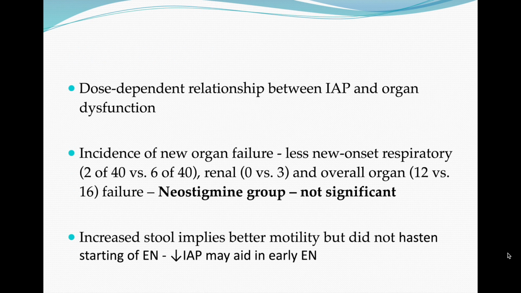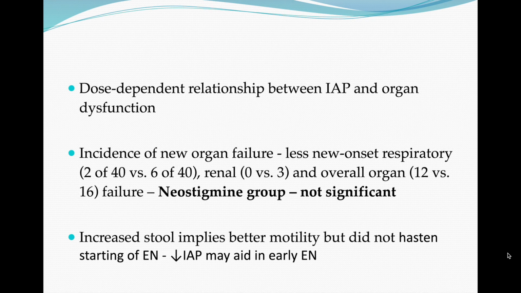There is a dose dependent relationship between the IAP and organ dysfunction: the higher the IAP, the more organ dysfunction there is because of reduced perfusion of the organs. The incidence of new organ failure and new onset respiratory failure was 2 of 40 versus 6 of 40. It was definitely reduced, although not significant. And renal was 0 versus 3, and overall organ failure was 12 versus 16. So it is definitely lower in the Neostigmine group, however, it was not statistically significant.